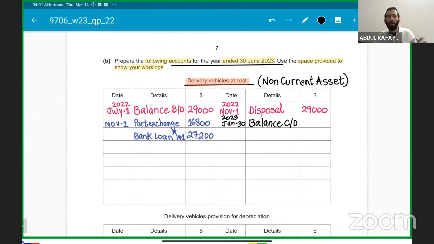It should be very simple and crystal clear. You don't have to do any calculation. It's very simple. To begin with, first we had a 29,000 vehicle.